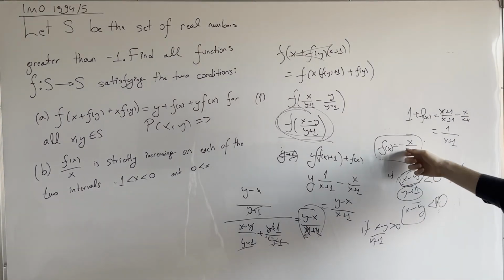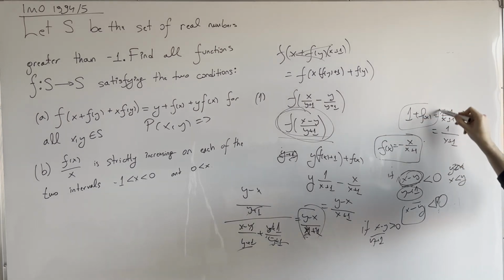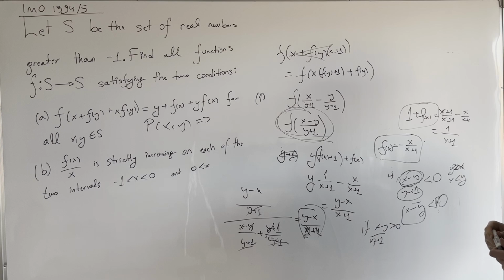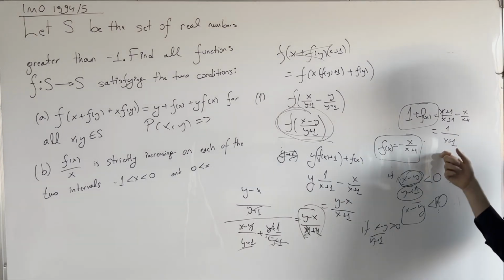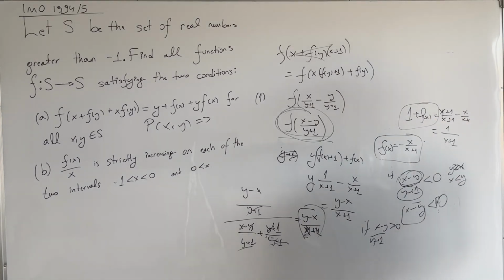And also, is this always in S? It seems to me it always is in S, because 1 plus f of x is always going to be greater than 0. Because x is greater than minus 1, so this is positive. And because 1 plus f of x is greater than 0, we have that everything's still in range.